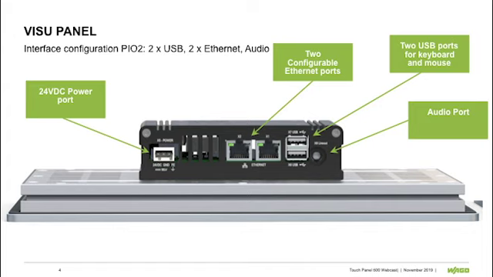I would also like to mention that the Visu Panel comes with an onboard firewall and VPN. So if you're concerned with network security in your application, you can enable the firewall and/or the VPN to enhance cybersecurity. The device has two USB ports that can be used with an external keyboard and mouse, and it also has an audio port if you want to provide operators with acoustic feedback.